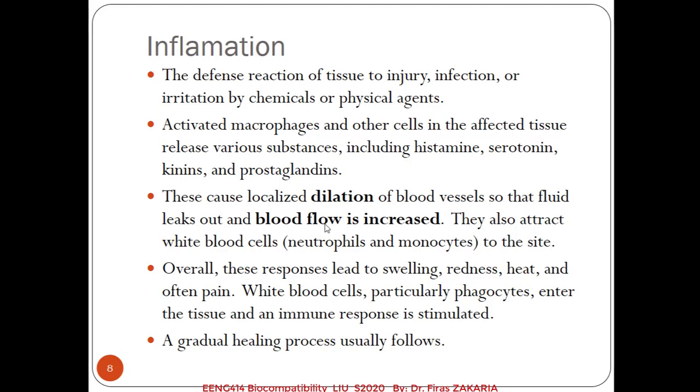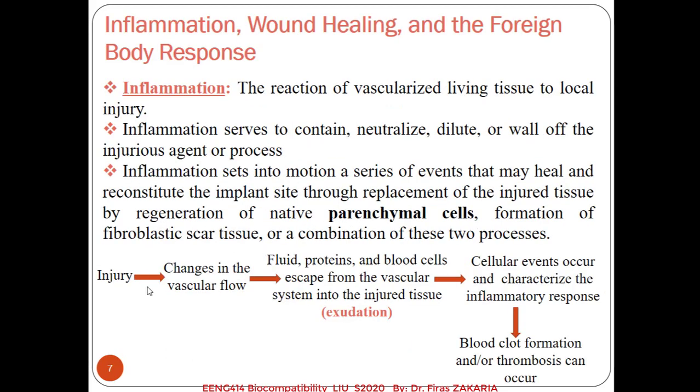طيب, when the blood flow is increased, حيصير هون attraction للwhite blood cells. هذا الشيء حيسمح للwhite blood cells like neutrophils and monocytes أنه يدخلوا على ال injured site. فإذا هذا الشيء ملخص هون قبل بالسلايد يلي قبل. فإذا following an injury حيكون في عنا changes in the vascular flow.